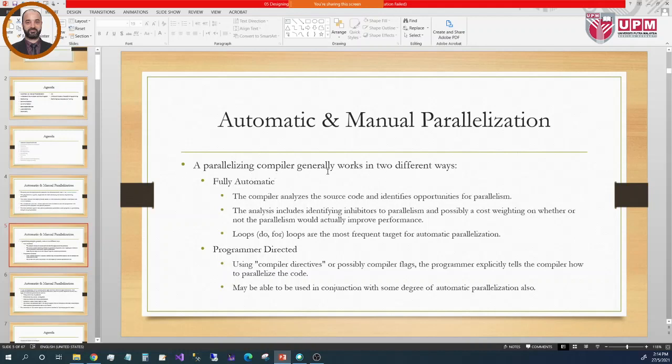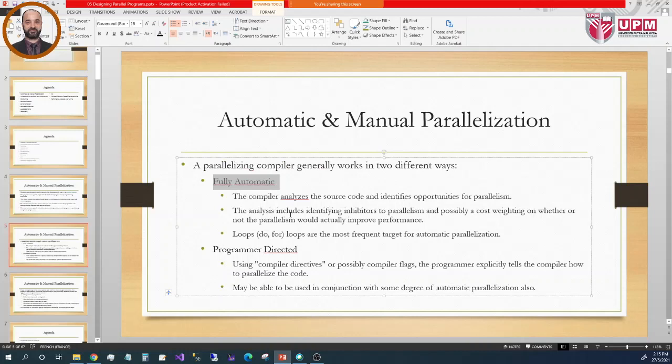The parallelizing compiler is one of the tools that makes serial programs parallel. A parallelizing compiler generally works in two different ways. The first way is fully automatic. The programmer doesn't need to mention what part of the code needs to run in parallel, or what function needs to run in parallel. The programmer doesn't mention anything. That's why they call it fully automatic.